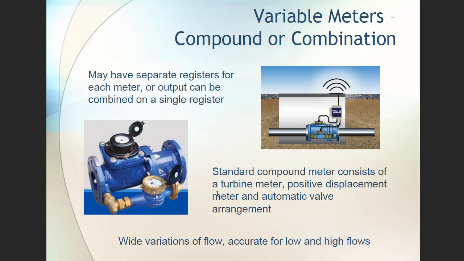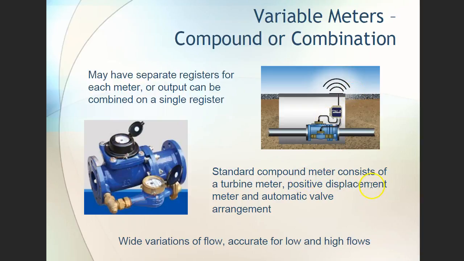Compound or combination meters may have separate registers for each meter, or output can be combined on a single register. So again, it might have 2 needles on it. But again, you can see the 2. You can also see the size of the pipe. When you get on the small one, they've reduced it down so they can read the smaller flows. And again, this gets into the electronics that I was just talking about.